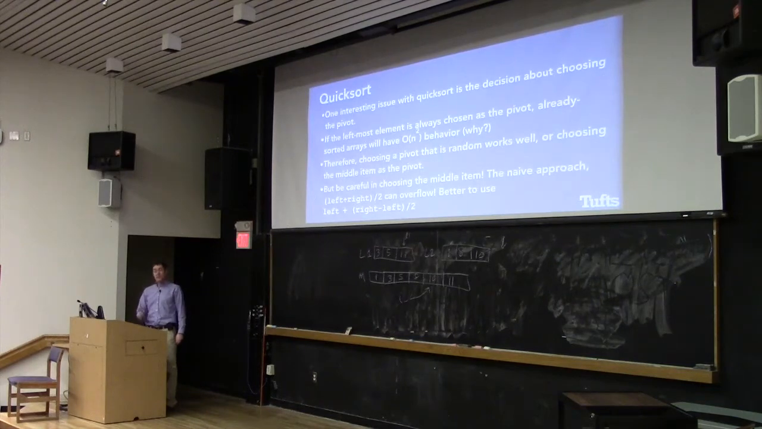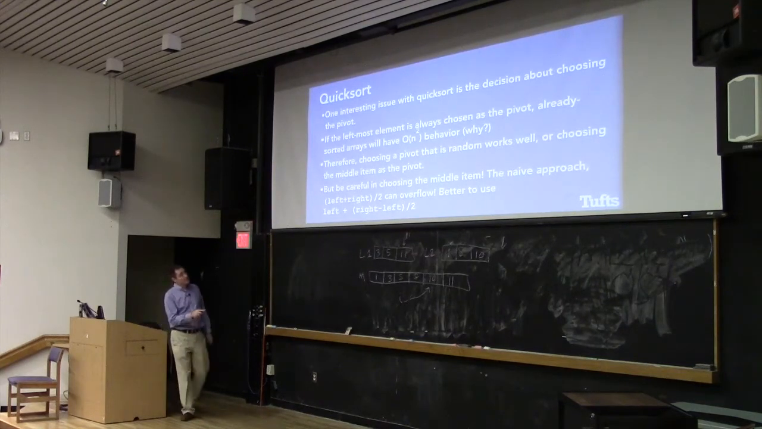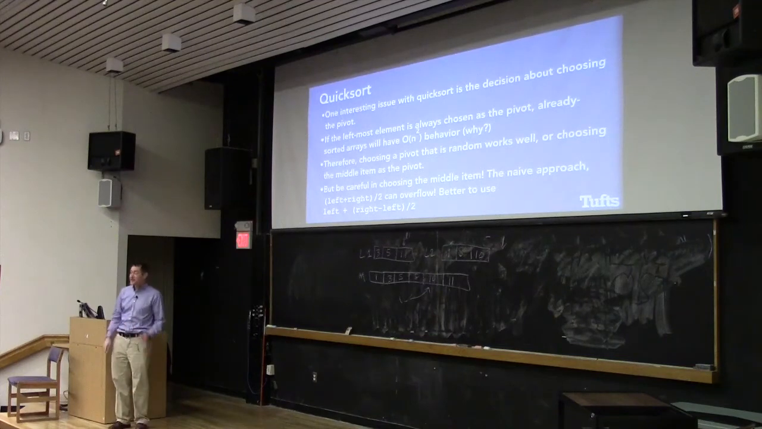OK. So here's what we already mentioned a little bit. The decision about choosing the pivot is actually super duper important. If the leftmost one is chosen and our array is already sorted, we actually end up with n² behavior, which is terrible. Why does it end up n² behavior?